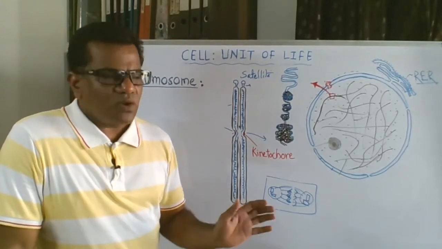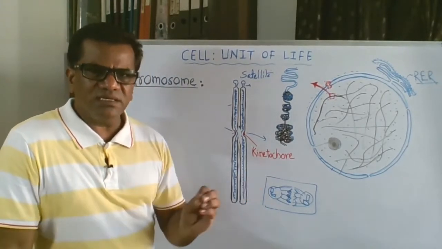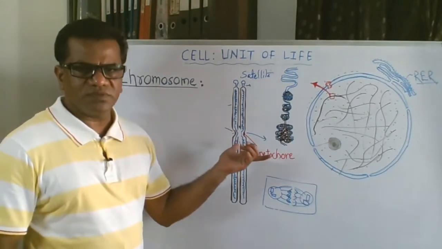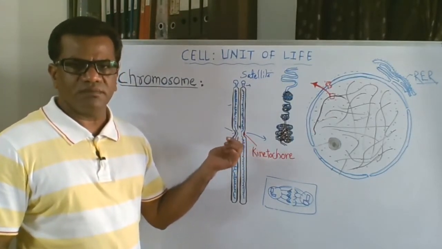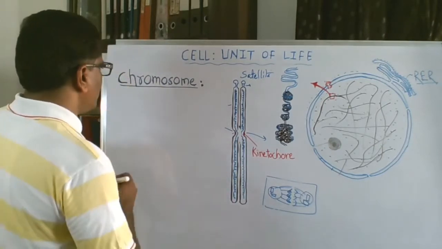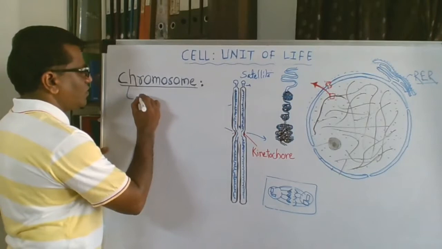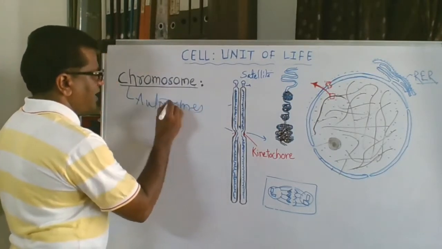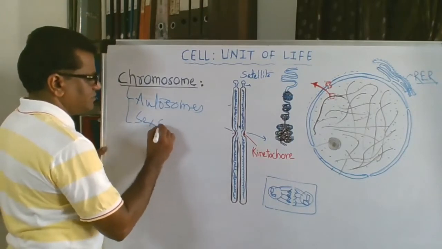Now the last thing we would conclude is the type of chromosomes depending on their function. Functionally, the chromosomes are of two types. They are called autosomes and sex chromosomes.